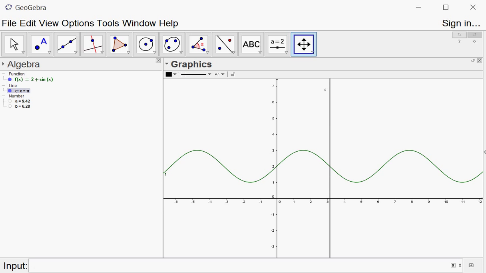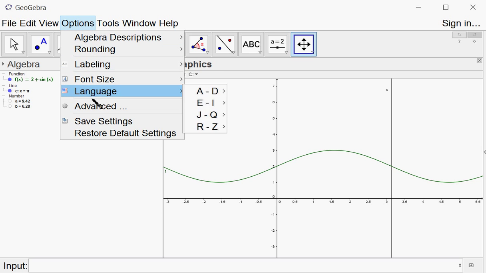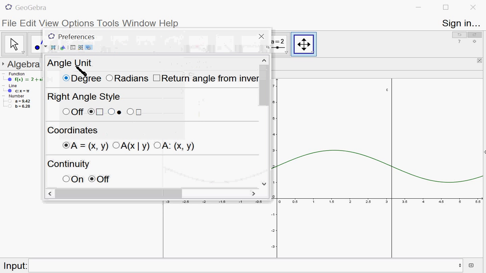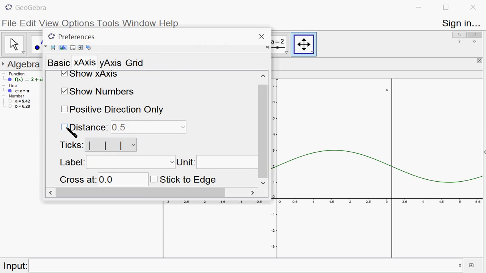Then I'm going to change some settings. I want to change the tick marks here. You can go to options, advanced settings, then go to the second one, graphics, and x-axis. Then for the distance, instead of 0.5, I'm going to use pi over 2. So we have that. I think that would probably do it. That's good enough.